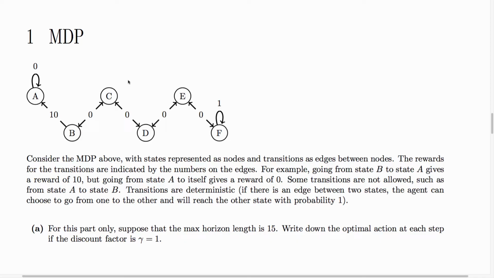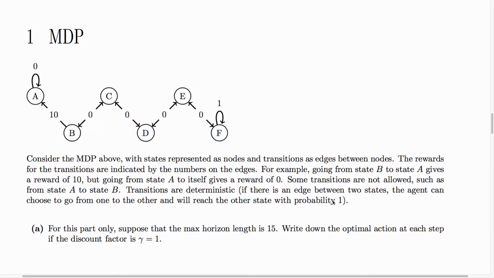So, the first question is about just MDP Basics. So let's take a look at this MDP. In this MDP, the reward is given along these edges. So this has a reward of 10, these have rewards of 0. And transitions are all deterministic. So if you make a transition, you will succeed with probability 1.